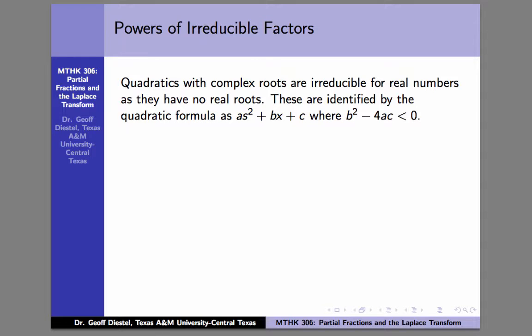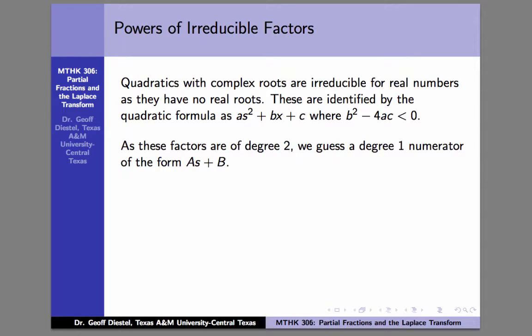The other kinds of factors you can see are quadratics in the denominator that don't factor because they have complex roots. So for these, you can always identify them from the quadratic formula because they satisfy this condition: b squared minus 4ac is less than 0. This is when we have complex roots. So the quadratic polynomial won't factor anymore because it doesn't have any real roots.